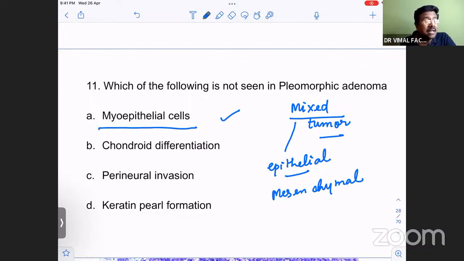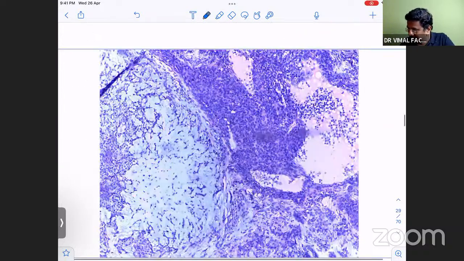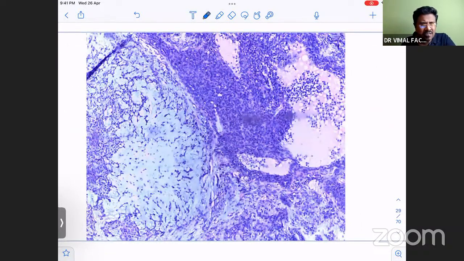Pleomorphic adenoma also has a mesenchymal component, so chondroid differentiation can be seen, like a cartilaginous matrix. Here you can see the typical histopathological image of the pleomorphic adenoma. These are all the epithelial cells, the bluish cells.